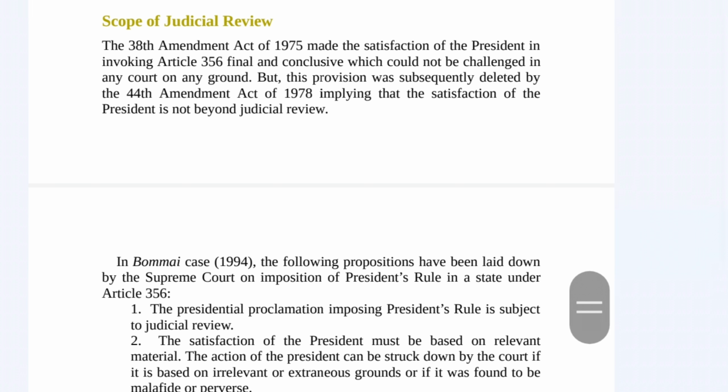Scope of judicial review. After 44th Constitution Amendment Act of 1978, the President's rule was brought under judicial review. That means it can be challenged in the court. Sarkaria Commission and Bommai case. Based on Sarkaria Commission report on center-state relations, the Supreme Court in Bommai case observed that the situations where the exercise of power under Article 356 could be proper or improper.